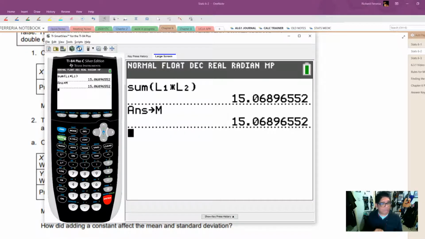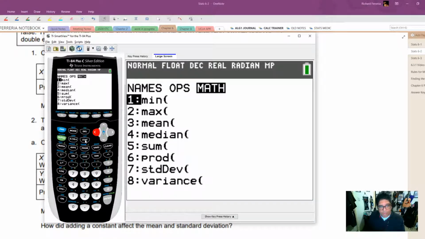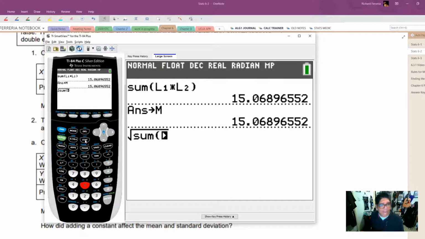Now the next thing to do is to find that standard deviation. So the standard deviation is the square root of, so we'll put a square root. And then it's a sum, so if we remember where the sum was, second Stat, Math, 5 for sum. So we're going to add together the deviations, which were L1 minus the mean, which if you remember that was an M, minus the mean, square it. Now we have squared deviations, and then we multiply by the probabilities, which were in L2.